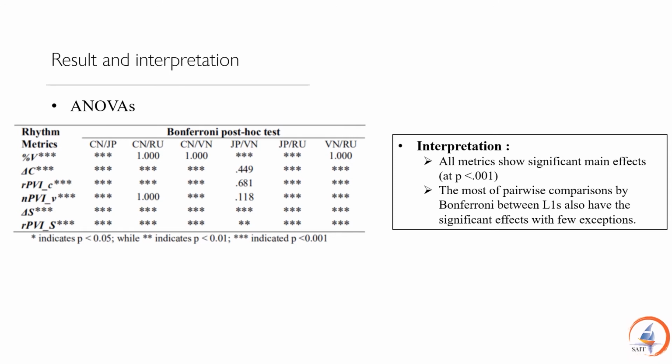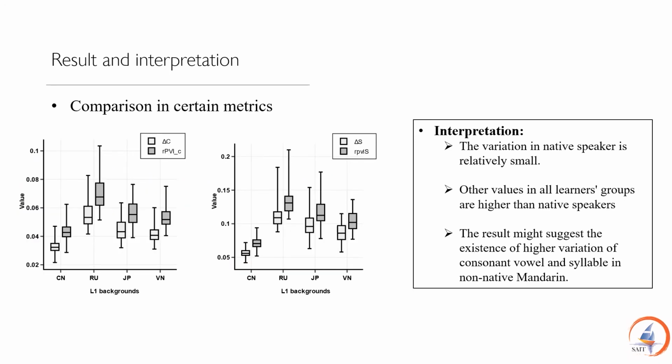We investigated those metrics directly. We compared the three metrics separately in box plots. Two preliminary findings are observed in the figures. The variation in native speakers is relatively small, which means native speakers might have a kind of stable rhythm, especially in reading scale. On the other hand, values in all learner groups are higher than native speakers, which might indicate the partial existence of syllable-timed patterns, like higher variation in both consonants and vowels in their productions, regardless of their L1 background. The result of the syllable-related metric also confirmed it.